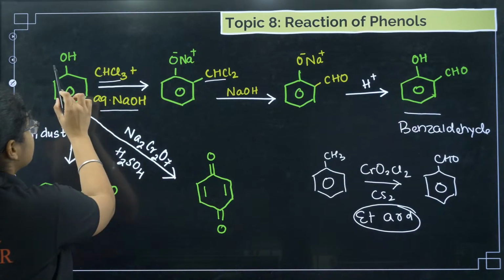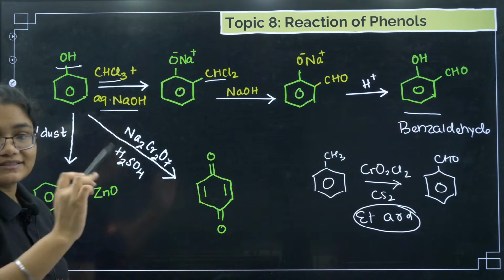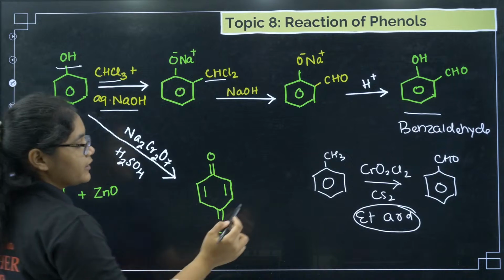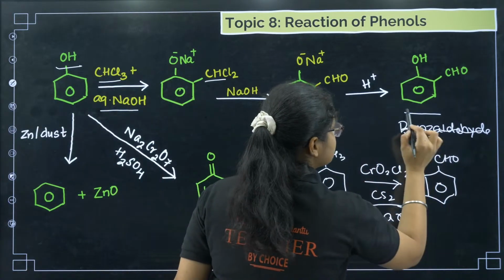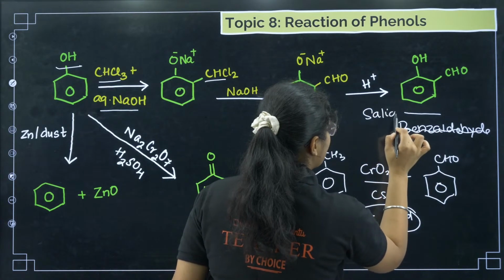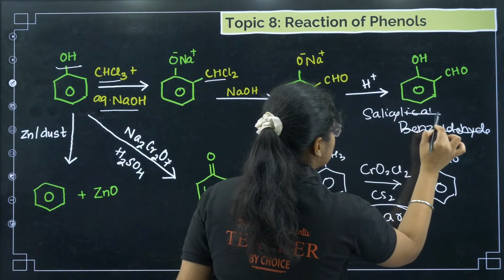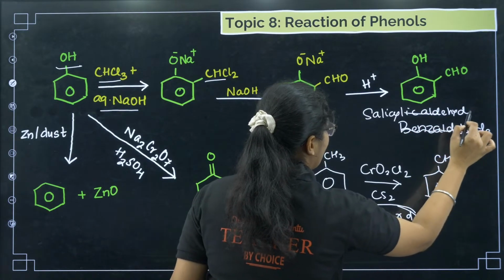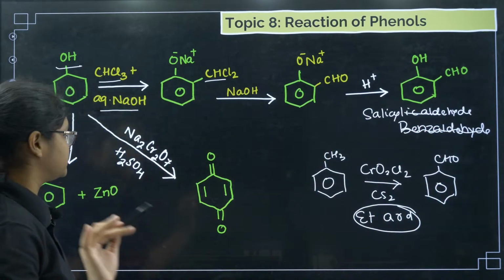If I start with phenol and get OH-CHO, that is salicylaldehyde, not benzaldehyde, sorry. That is your Reimer-Tiemann reaction. And don't worry, we are also going to solve questions from here.